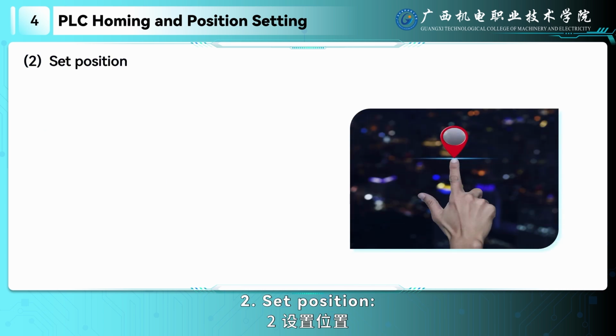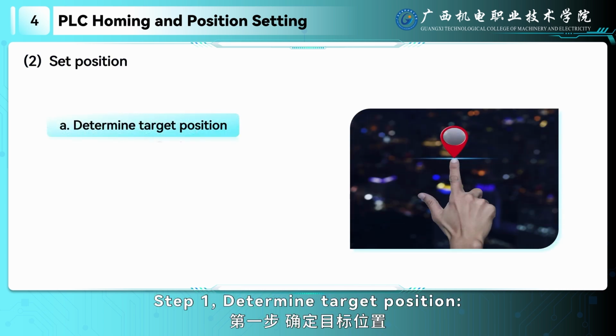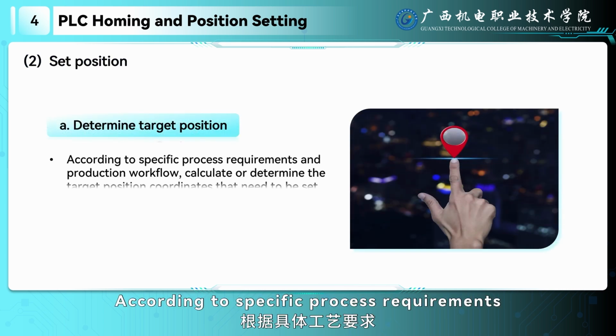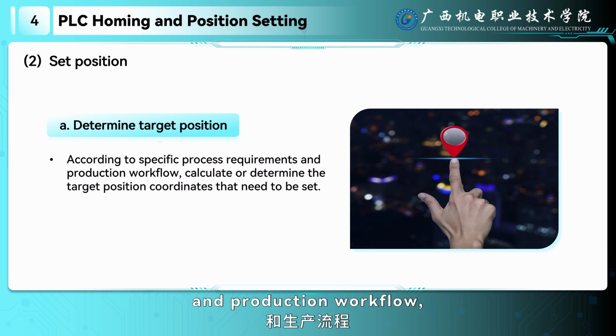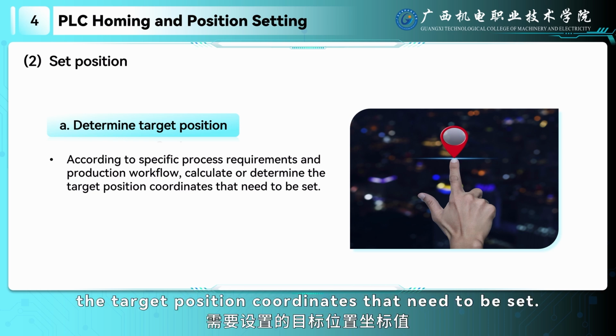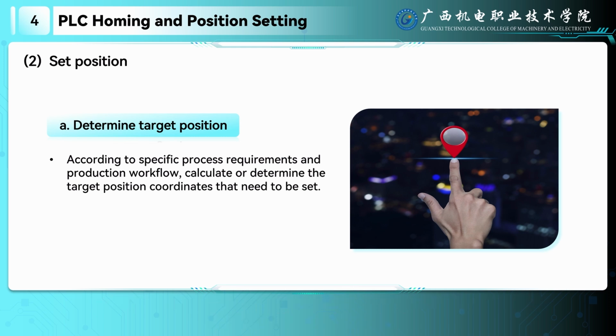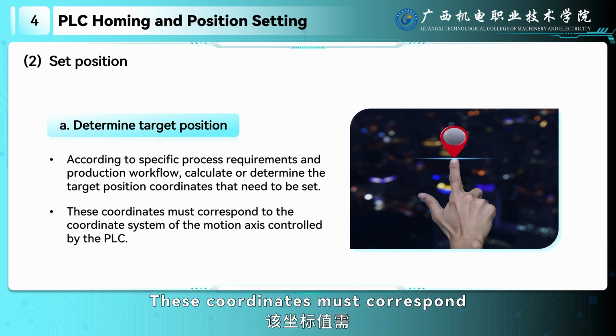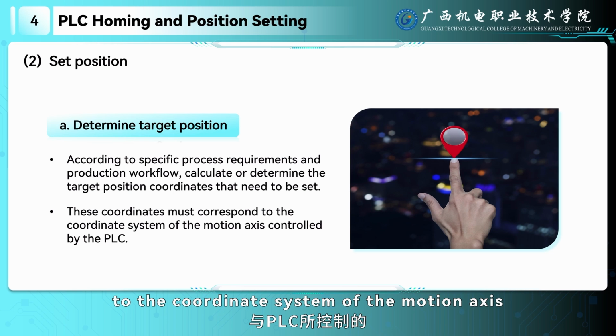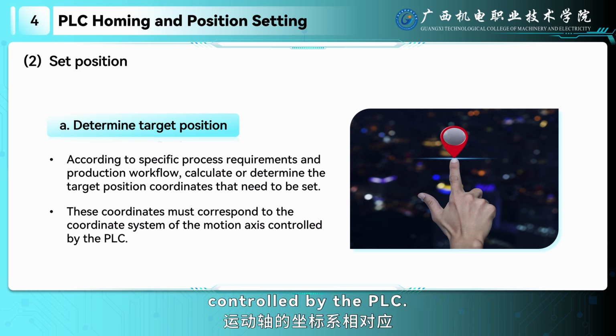2. Set position. Step 1. Determine target position. According to specific process requirements and production workflow, calculate or determine the target position coordinates that need to be set. These coordinates must correspond to the coordinate system of the motion axis controlled by the PLC.